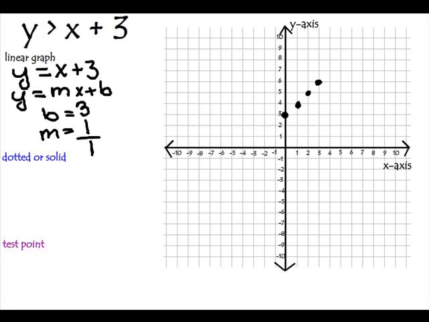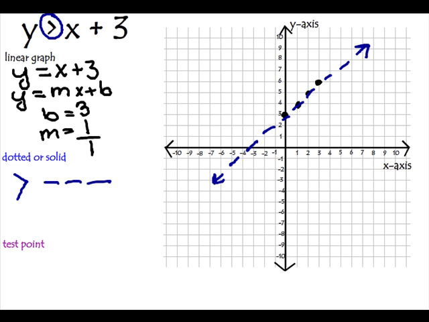Now, what I have to decide next is if it's a dotted or a solid line. And I determine that from looking right here. Since it's greater than, it's going to be a dotted line. So that's what I'm going to do next. Now you're going to be using a ruler, so yours is going to look a lot better than mine. But there's our dotted line.